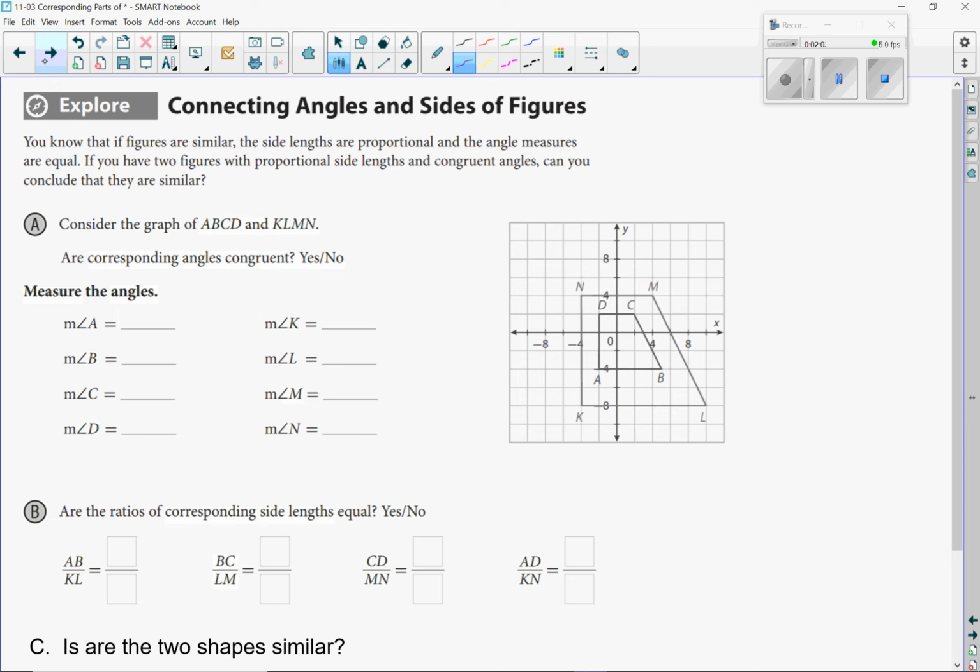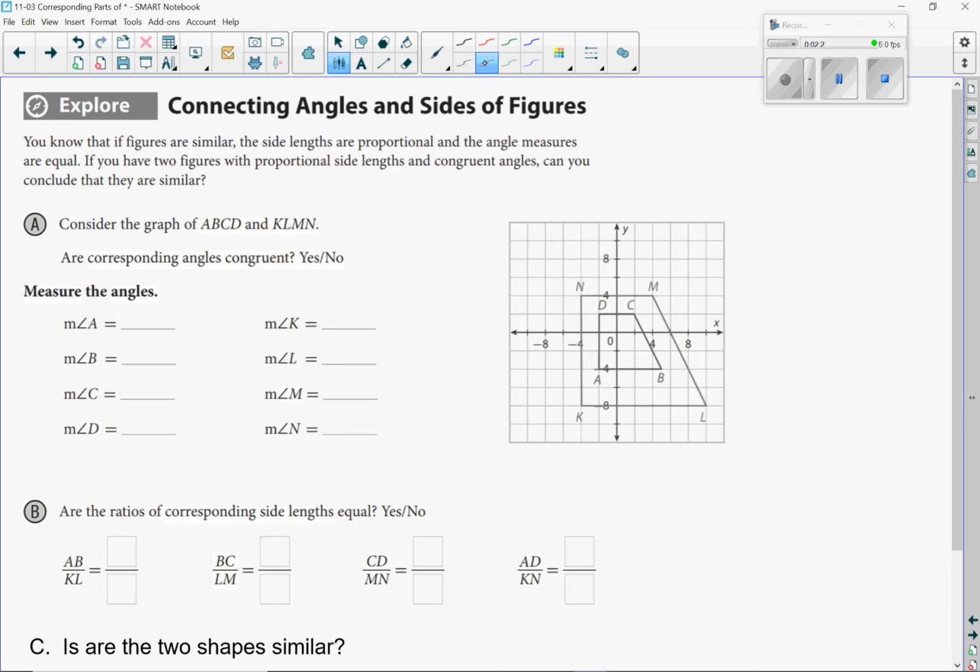Just like we would do with congruent figures, we match up corresponding parts, parts that are in similar positions with each other. So in this example, they want us to measure these angles, and I'm not going to take the time to do that, so I'm just going to give you a best guesstimate for what these are. But you would use a protractor to measure these, right?